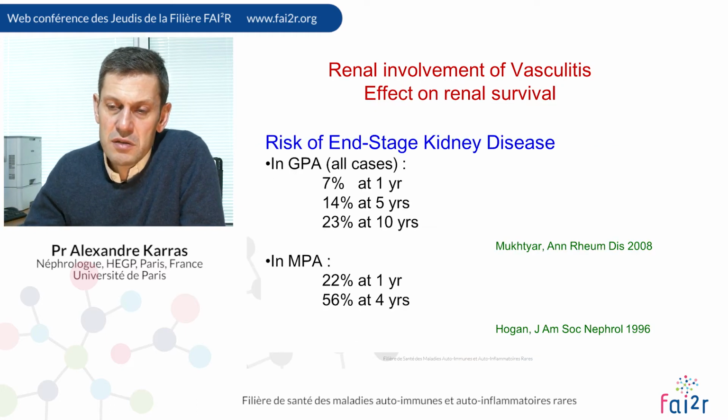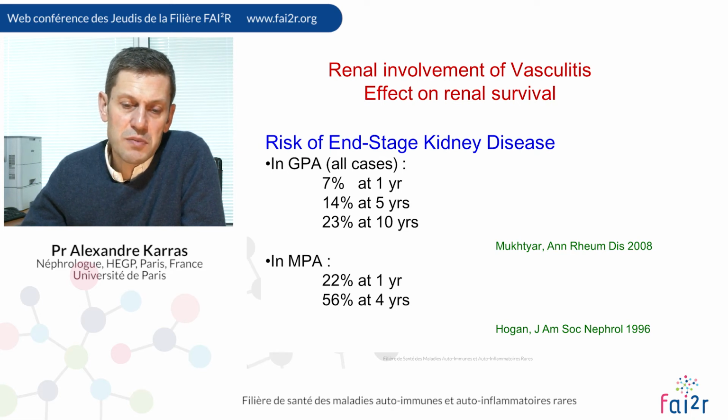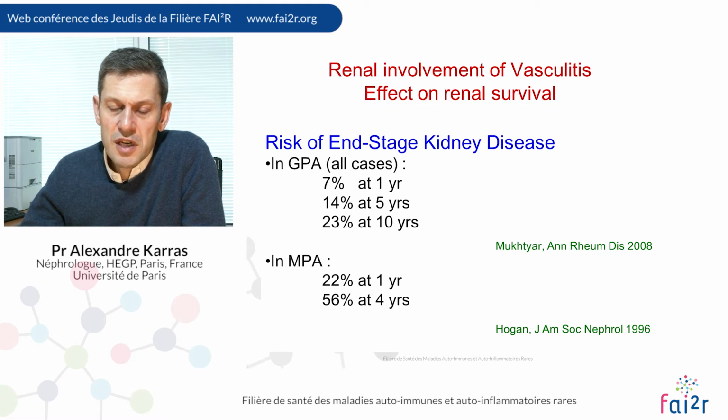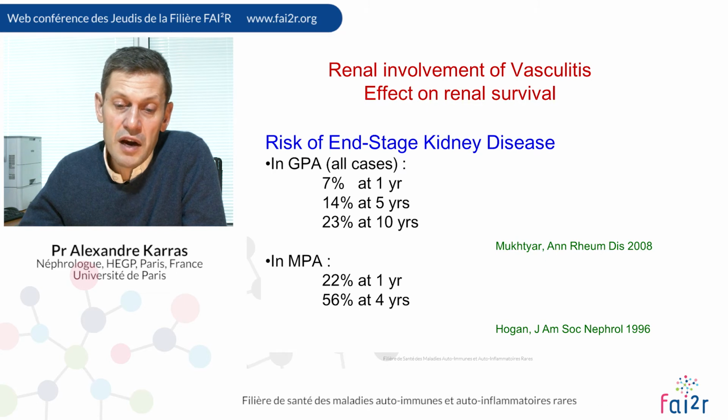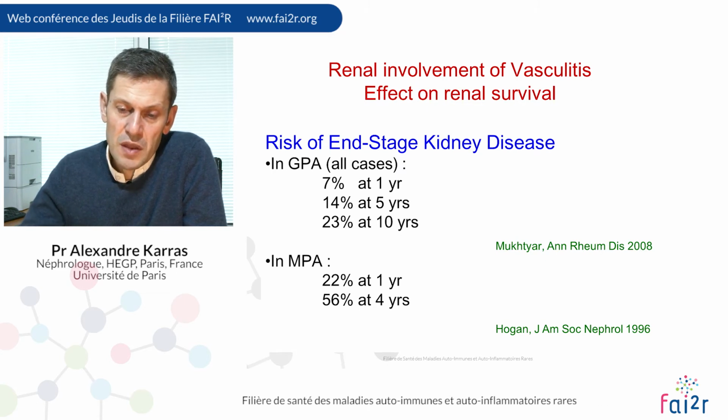So, besides the patient survival, we also have to look at the renal survival in this disease. What's the risk of end-stage renal disease in GPA or MPA? Percentages are quite different depending on the source of the series, but you can see here that in GPA we can say that almost 25% of patients have a chance to reach end-stage renal disease after a mean follow-up of 10 years. The percentage is probably higher in MPA patients.